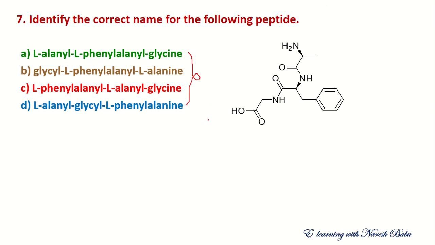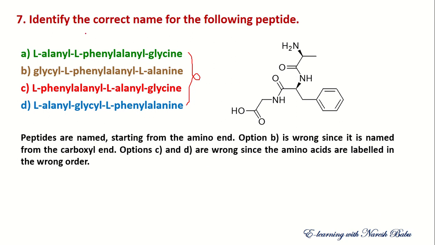For a tripeptide, always when naming the peptide, we should consider the naming starting with the amine side. Peptides are named starting from the amino end. So from this we should give the name. So option B is wrong. Why is it wrong? Because it started with glycine.